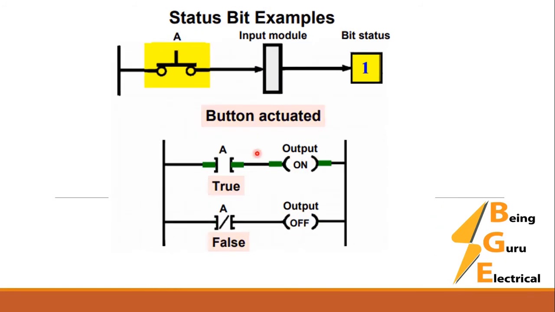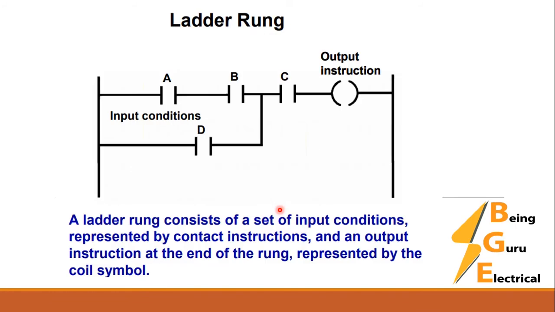Now see the other condition. If this is closed, the button is actuated, so the output status is 1. What will happen? The NO contact A will be true, and the output will be on. In this case, the NC contact will be false, as this is closed, and the output will be off. So these are the status bit examples in the PLC.